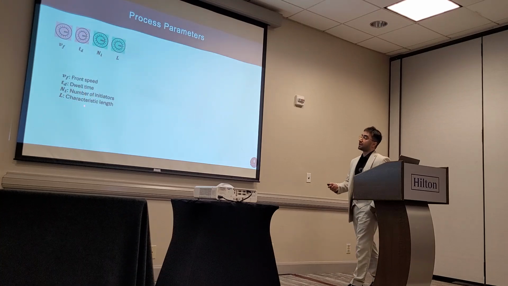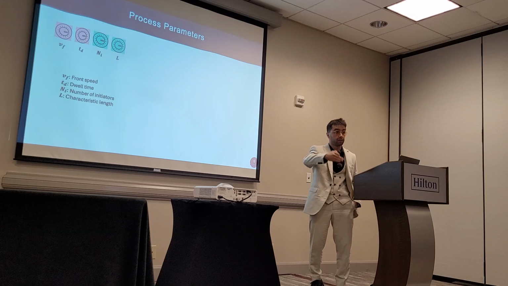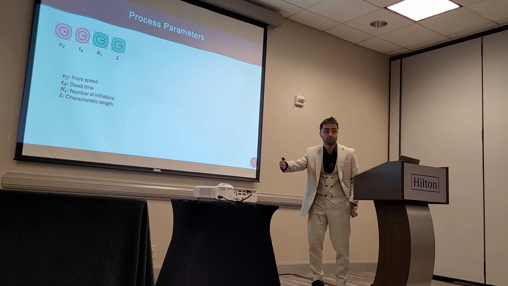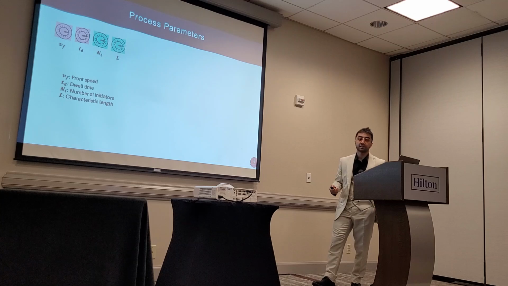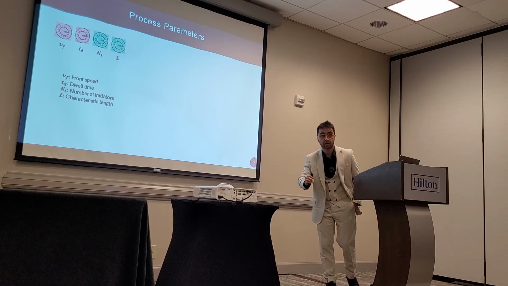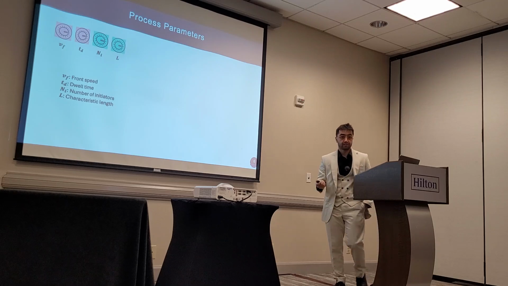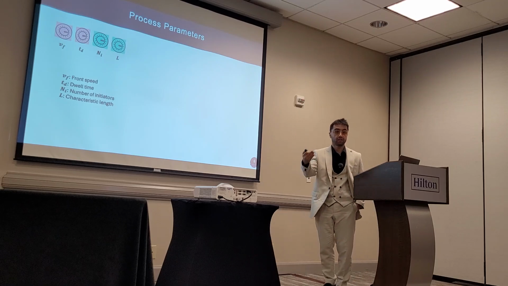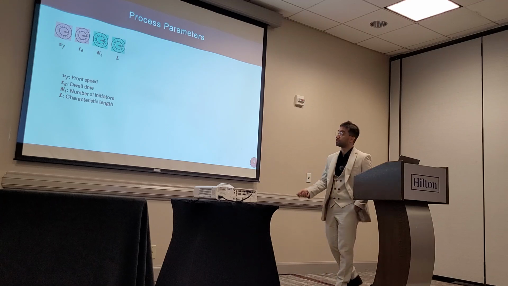In process parameters, we have 4 very important process parameters: the front speed, the velocity of propagation of your front when you start the initiation; dwell time, the amount of time required to initiate this first reaction in your liquid bath; number of initiators, the number of lasers that you have, how many points you can initiate at the same time; and characteristic length, the length of the triangle that you want to create.